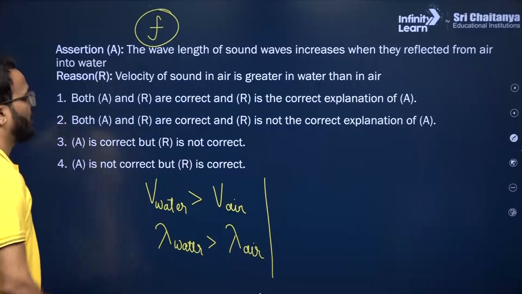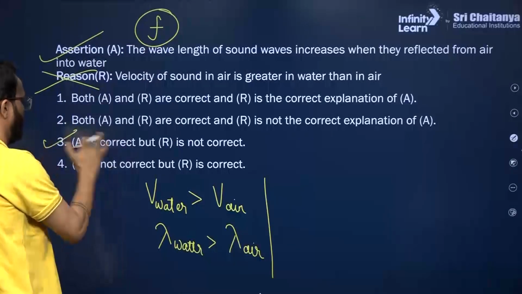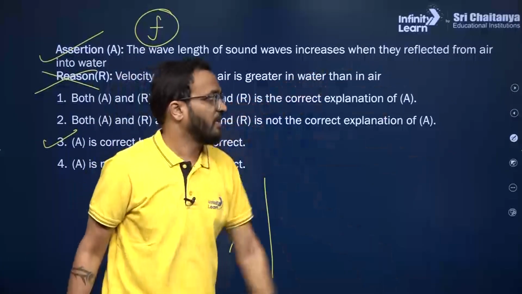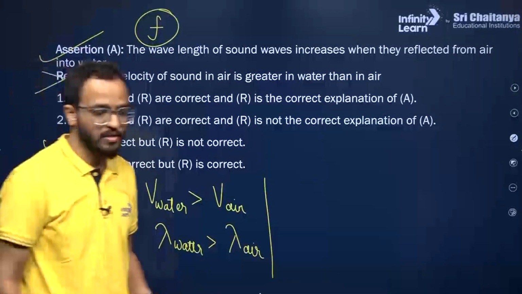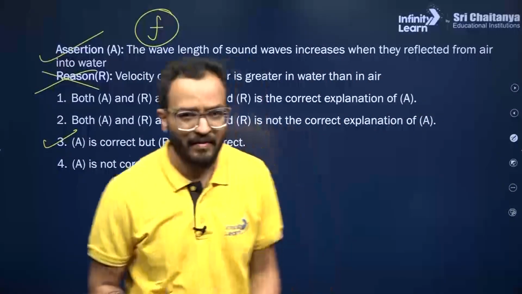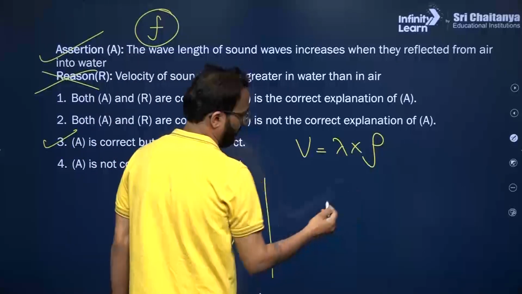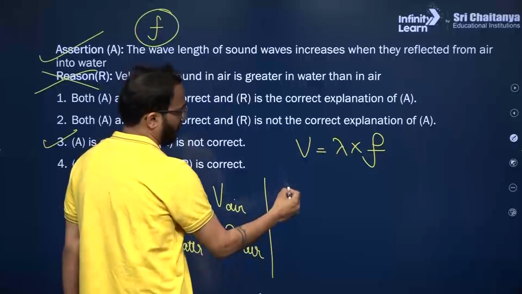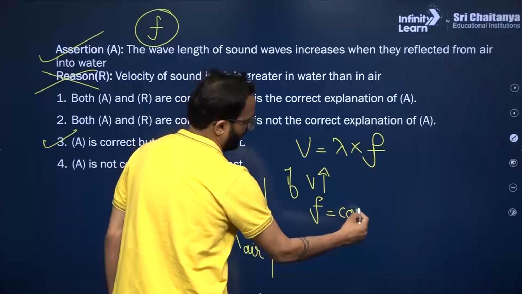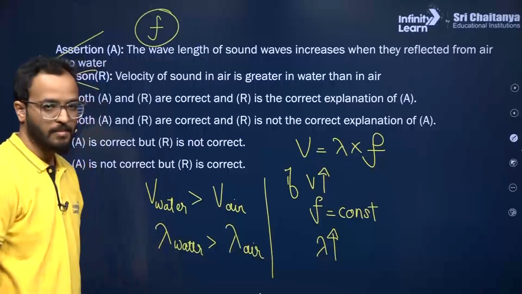So velocity of sound in air is greater. Wrong reason. Correct assertion. The wavelength of the sound waves increases when they are reflected from air into water, because in water their wave speed increases and hence their wavelength increases. Now you might be wondering, sir, why wavelength is increasing? See, speed is equals to wavelength into frequency, right? So if speed increases, frequency is constant, then obviously wavelength will also increase. Clear?